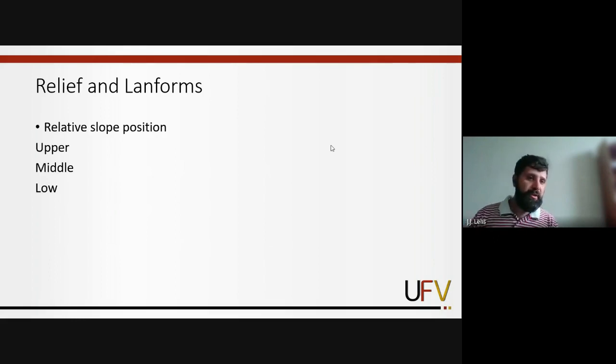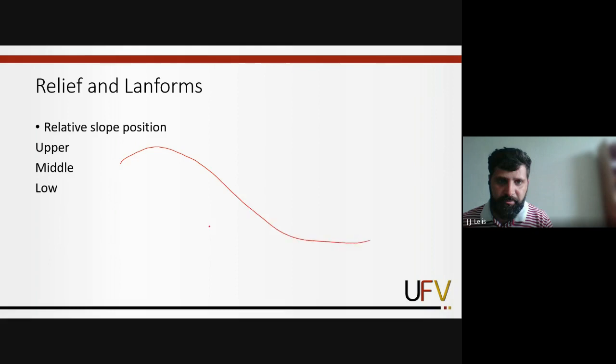We can also note the relative slope position. So if you have a slope here, we can easily describe at least three regions, three parts in this slope. We can cut it in three phases.